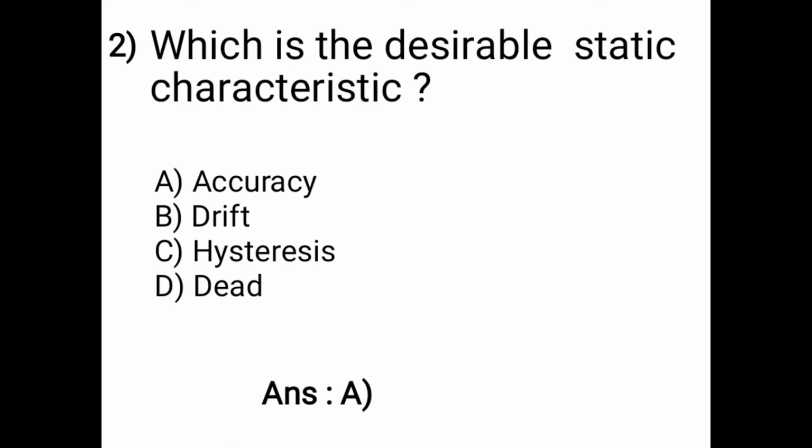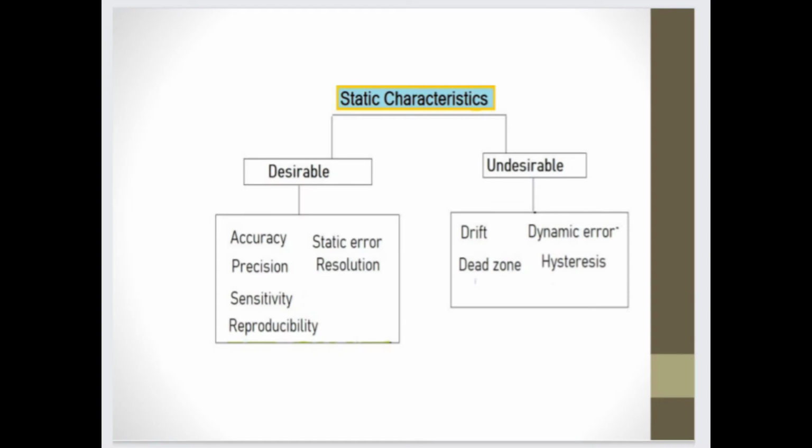Also, we see that static characteristics are divided into two types, desirable and undesirable characteristics, and we see the MCQs on this topic. Then we see accuracy, precision, and sensitivity, what they mean, and MCQs on them. Also we see what reproducibility means and then MCQs. Then we see the dead zone, also hysteresis, and the MCQs based on this.